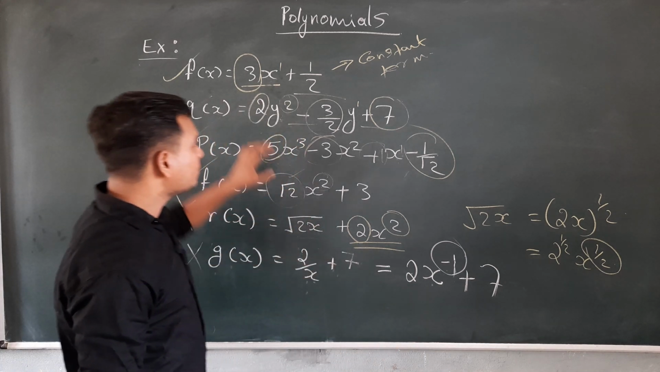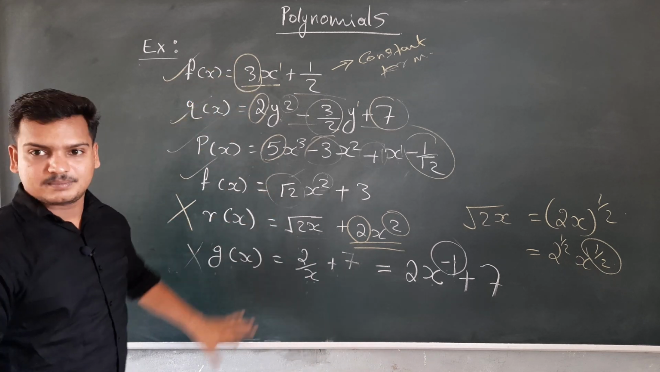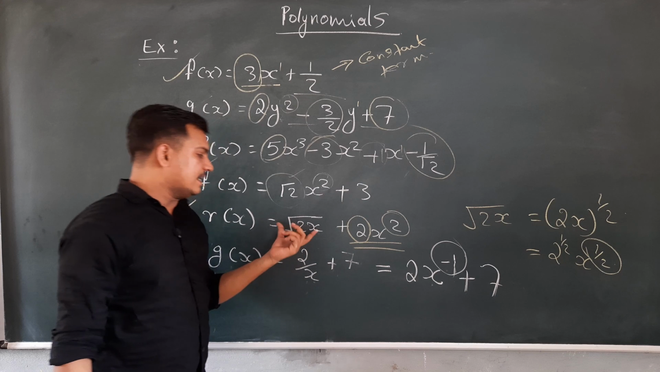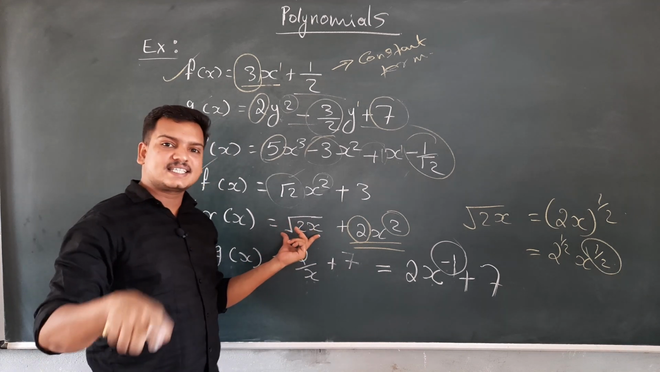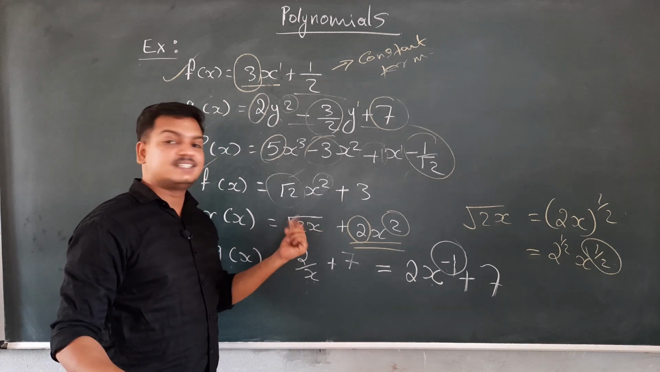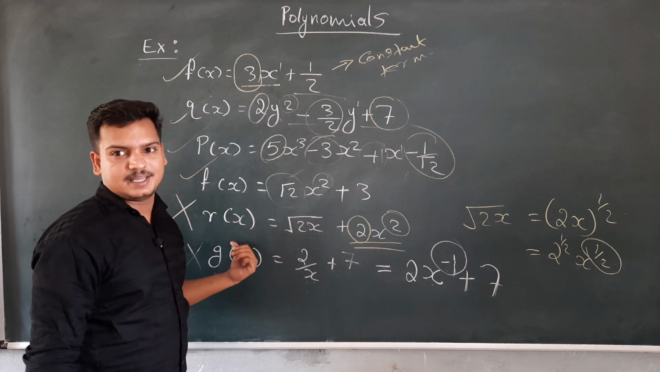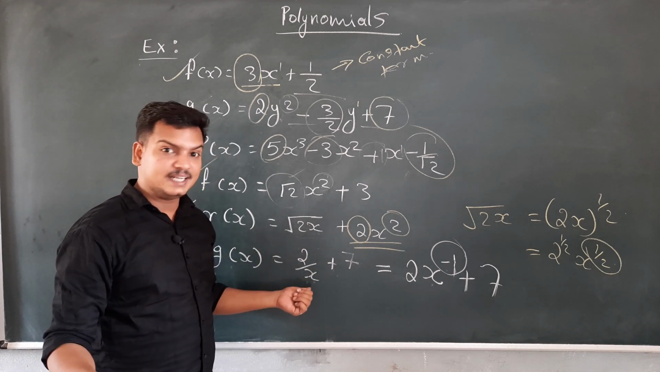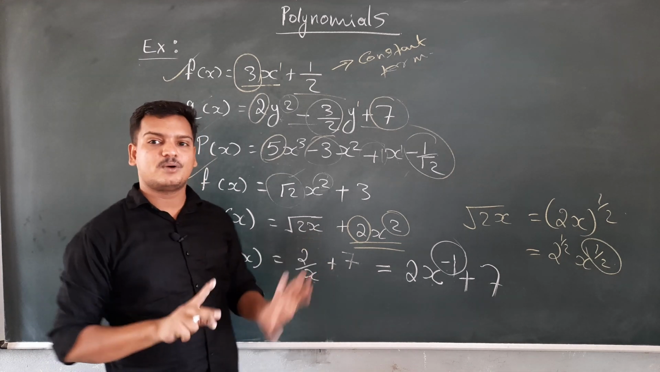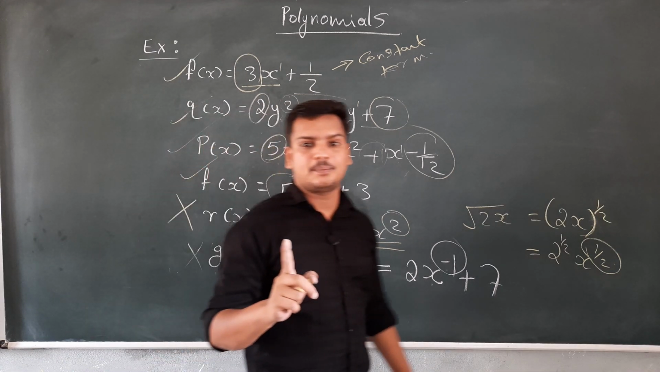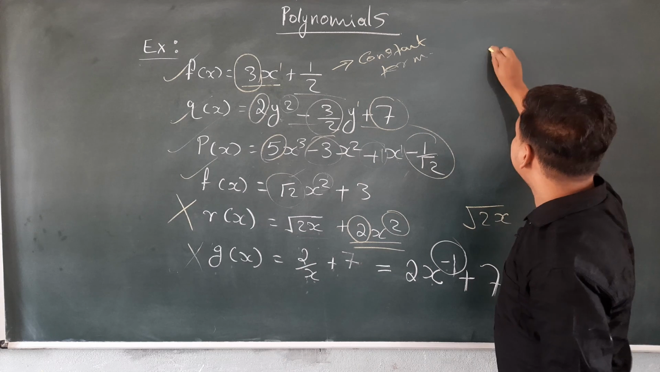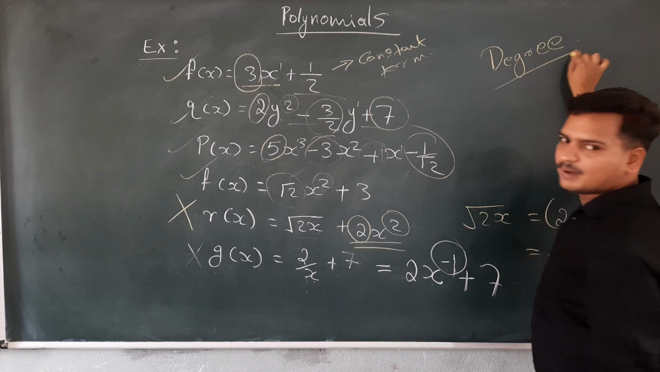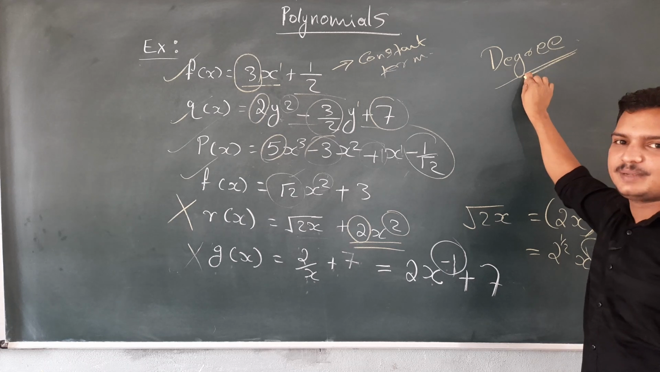Okay. So from these examples you can understand 2 things. First, if the variable is inside the square root, then that is not a polynomial. Second, if the variable is in the denominator, then that is not a polynomial. Before moving to the next topic, let's discuss the degree of the polynomial. What do you mean by the degree of a polynomial?